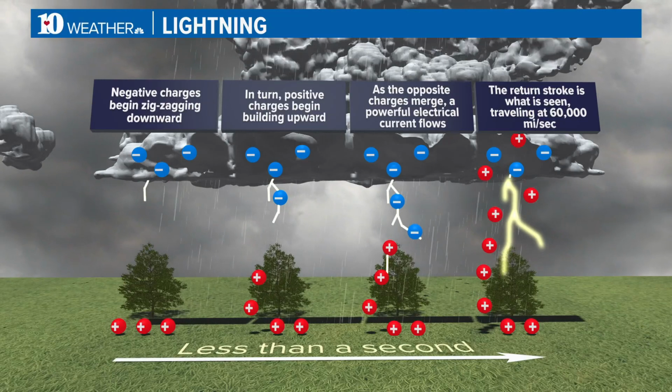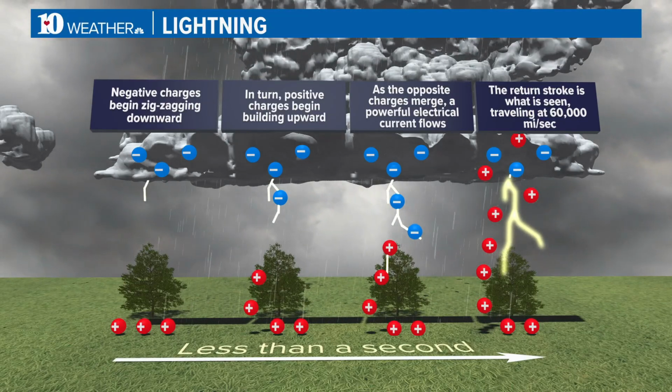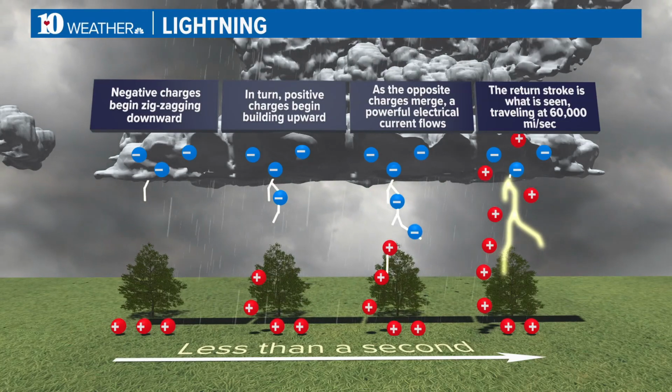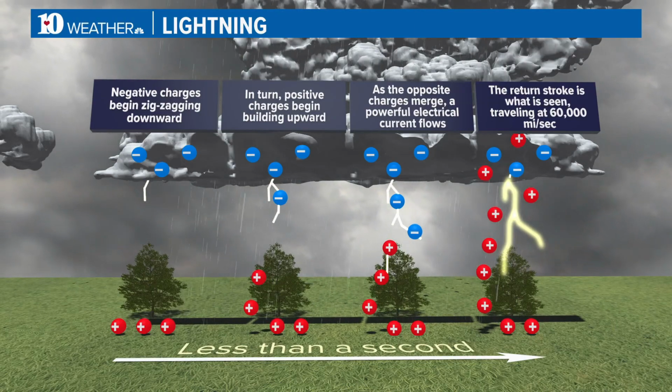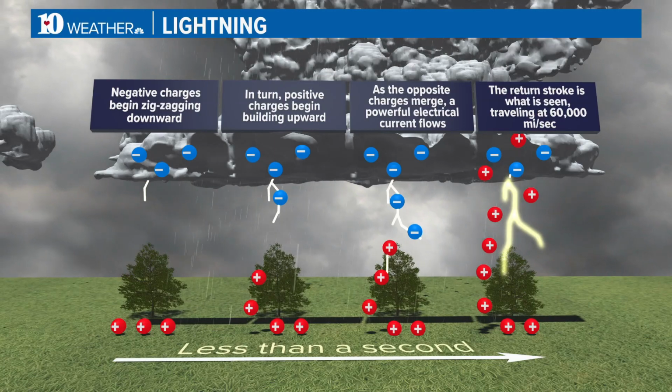Once the opposite charges meet, an electrical current starts to flow upward at about 60,000 miles per second. Therefore, most lightning starts from the cloud, travels down to create a channel that allows an electrical discharge to travel back to the cloud. The reverse can happen, but ground-to-cloud lightning is quite rare.